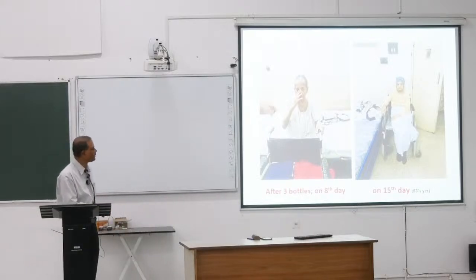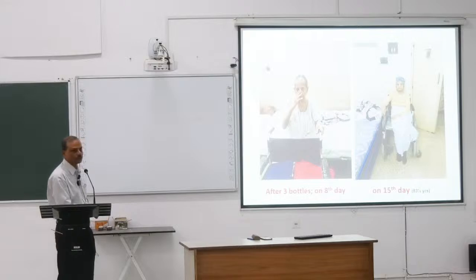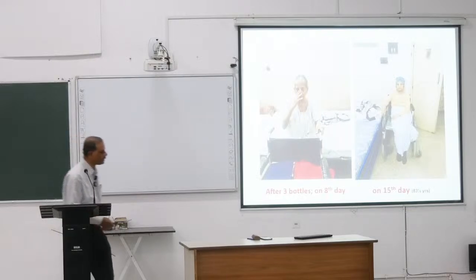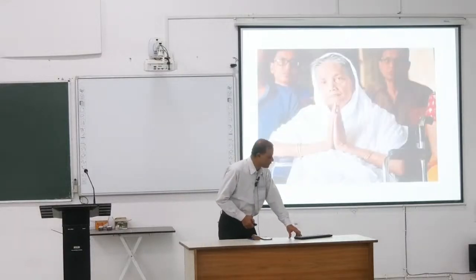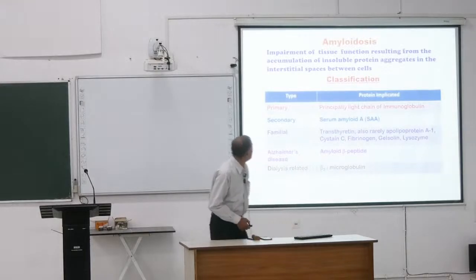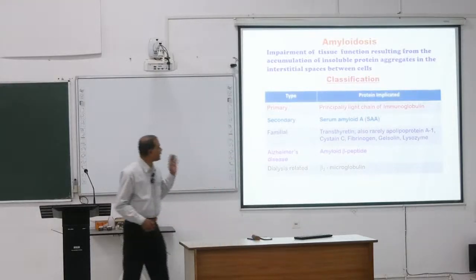She could somehow sit on the table, and I asked her to close the eyes to see whether she can really stand stably. And on the 15th day, that was her picture. She was at the age of 83.5 years. Unfortunately, she passed away after 6 months. So amyloidosis is another part.